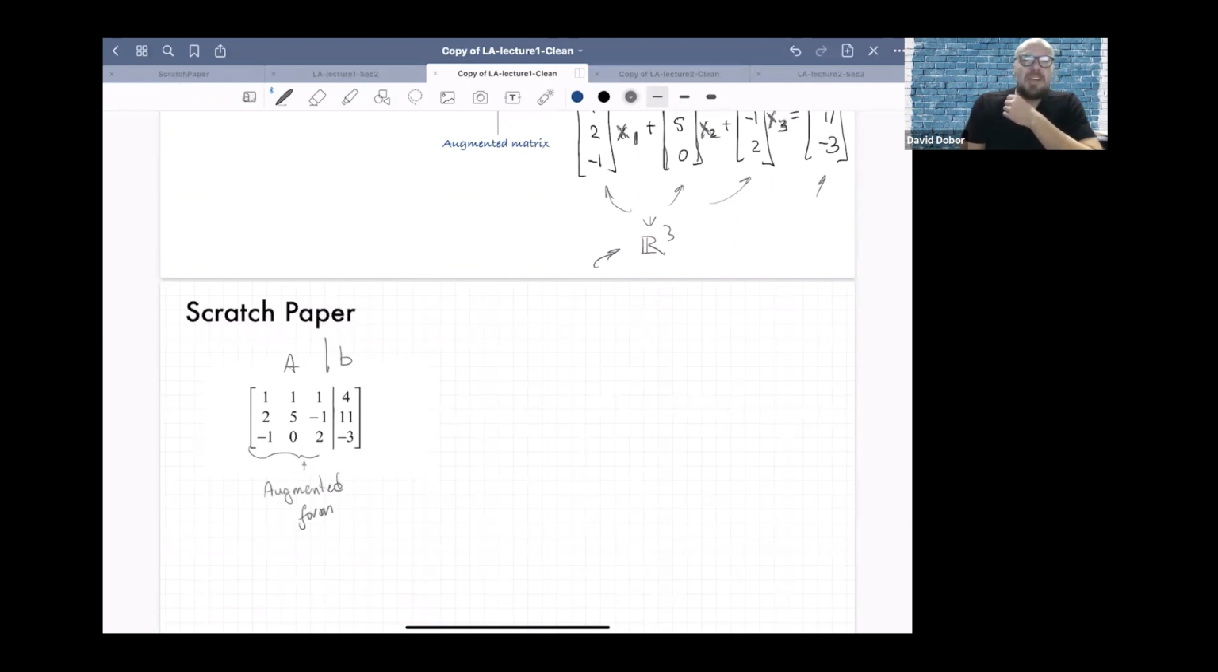This line doesn't mean anything. It's just there to separate visually the right-hand side vector B from the matrix A. It doesn't serve any other purpose, other than being a visual aid for you. There are 3 allowed row operations.